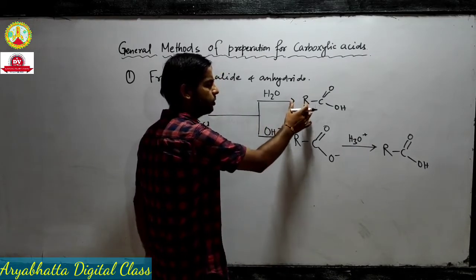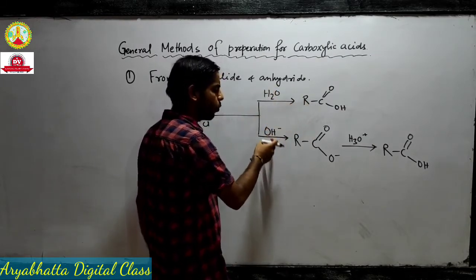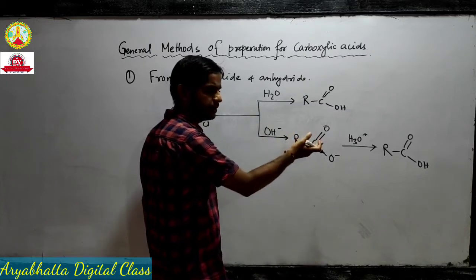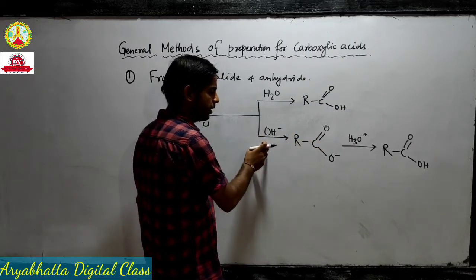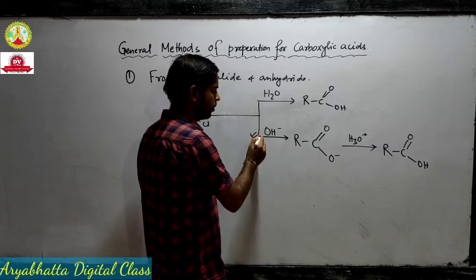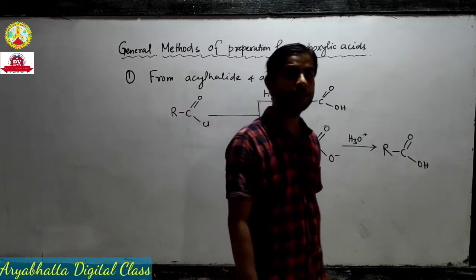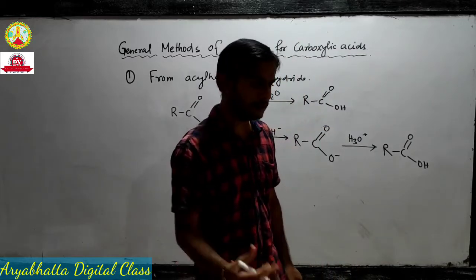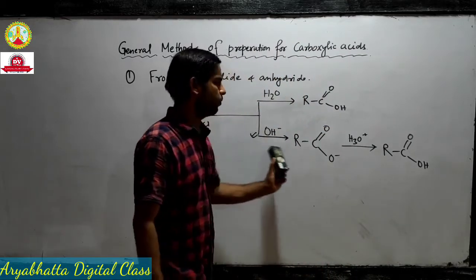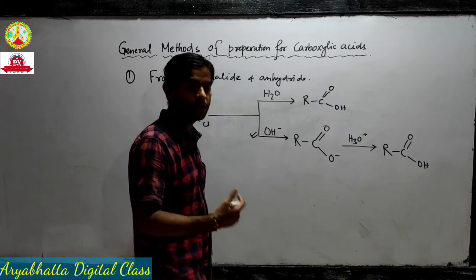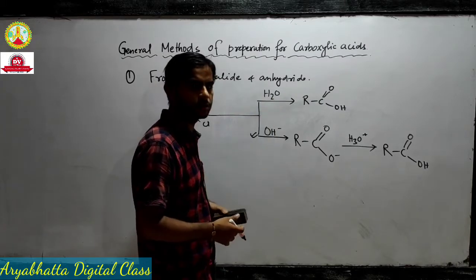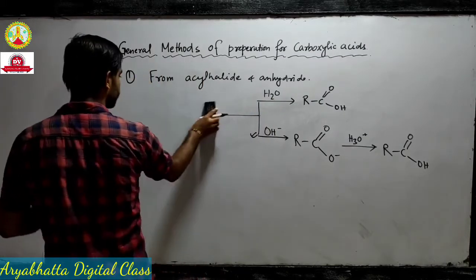Now if I can get carboxylic acid using only water, then why should I use base and acid? The thing is that the second reaction gives you carboxylic acid rapidly and easily. In this way we can produce carboxylic acid quickly. This is a slow process. That's it.